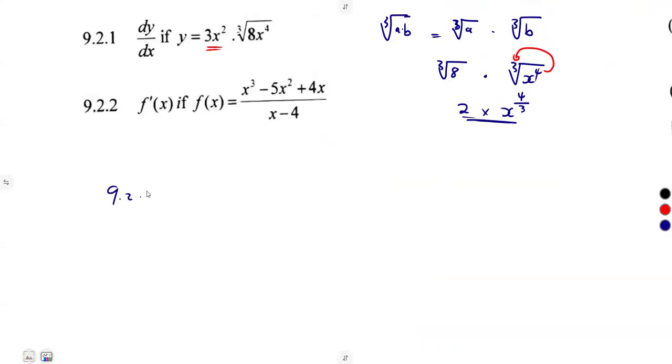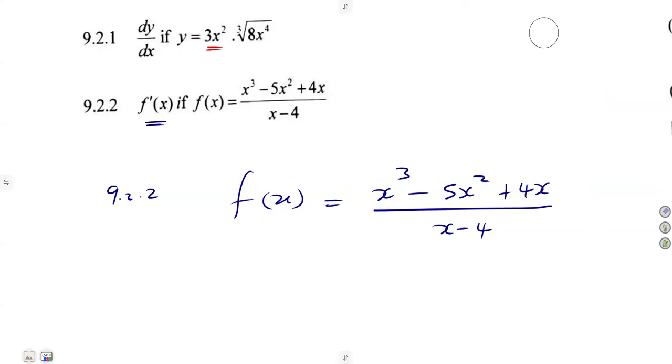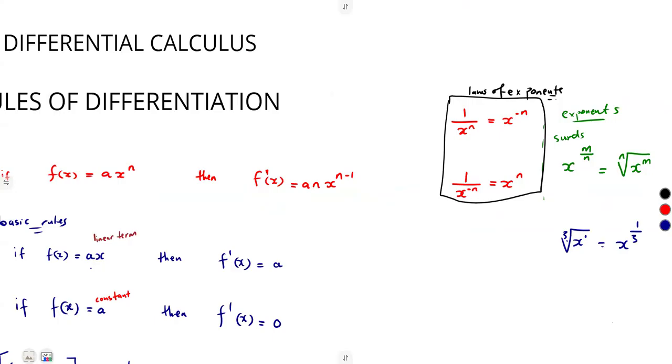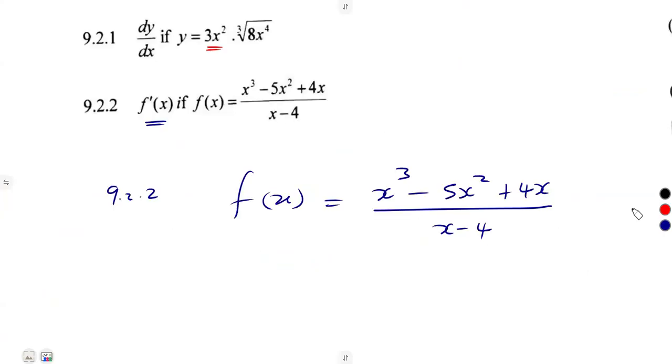All right, 9.2: find the first derivative of f(x), which is x cubed minus 5x squared plus 4x, everything over x minus 4. Remember, from the fractions, I said when you are given fractions, either you can separate or you can factorize. This separation cannot work because we do not have a single term. So we are going to apply factorization of the numerator. You must factorize the numerator.